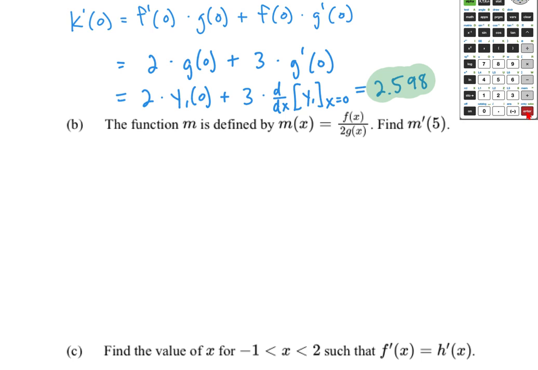Alright, so I would rewrite m of x, or at least think of it this way, as 1/2 times f of x over g of x. That way when we take the derivative, we can just bring that half out and not have to worry about it. Just take the derivative of the rest. Since this is a fraction, we'll do quotient rule.